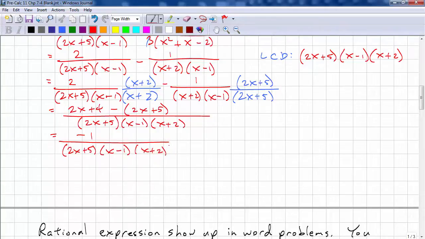And we just have to write down our domain. This is x does not equal negative 5 over 2, 1, and negative 2. So our non-permissible values are the opposite. X equals negative 5 over 2, or 1, or negative 2.